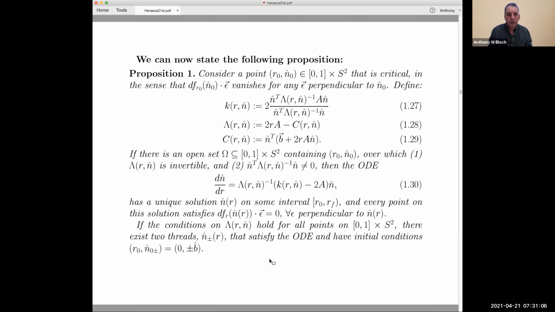This is sort of a differential equation for this tangential direction, which has a unique solution on some interval r. And at every point, the solution satisfies this optimality condition. And so these conditions basically hold for all points on (0, 1) cross S2. And there exist two threads, n plus minus 1 of r, that satisfy the ODE. In other words, they give you this maximizing velocity, if you like, or direction for the radial motion, and also have the initial conditions that I mentioned earlier at the origin.